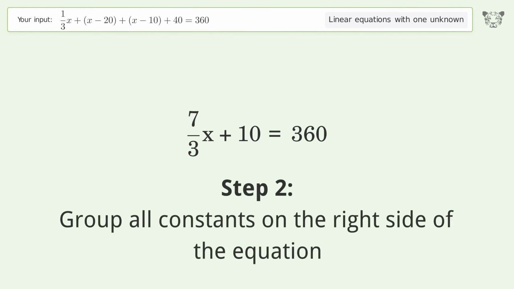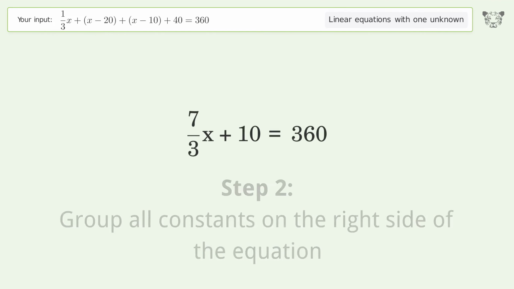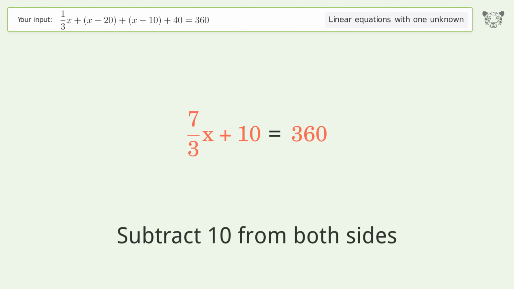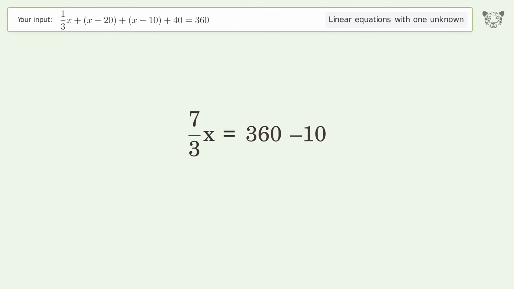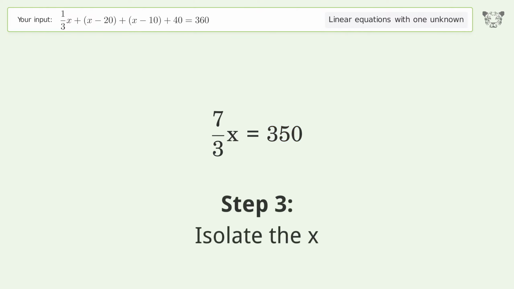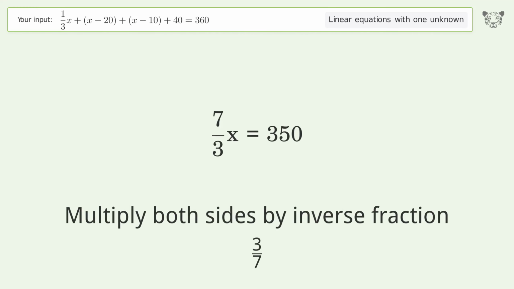Group all constants on the right side of the equation. Subtract 10 from both sides. Simplify the arithmetic. Isolate the x. Multiply both sides by inverse fraction 3/7.